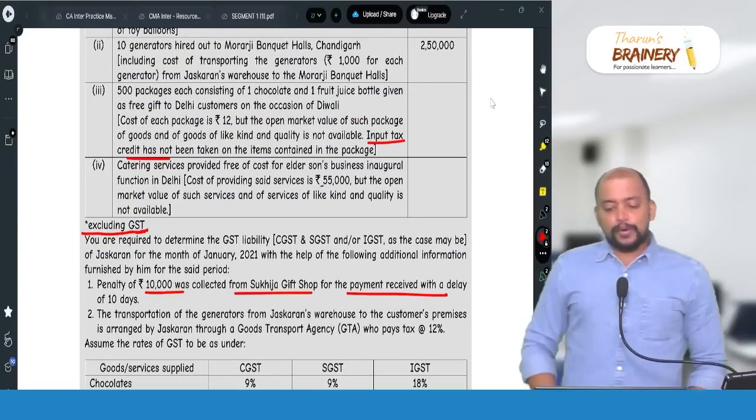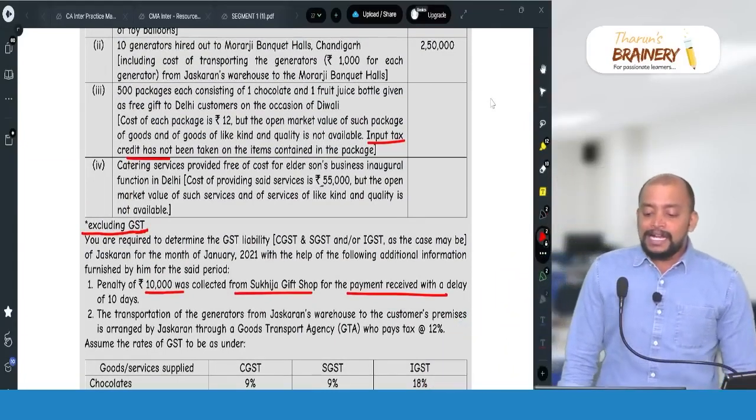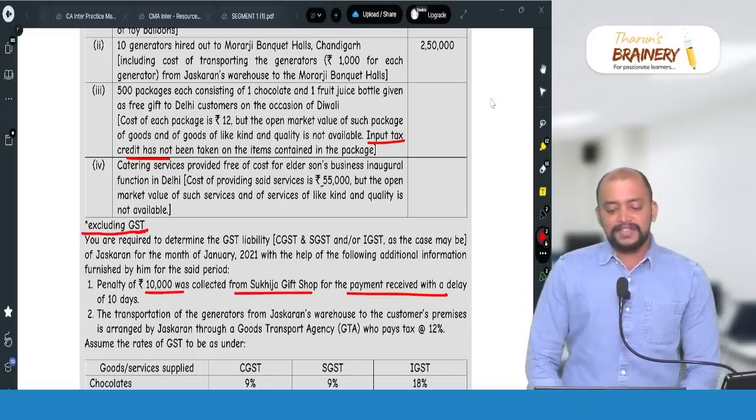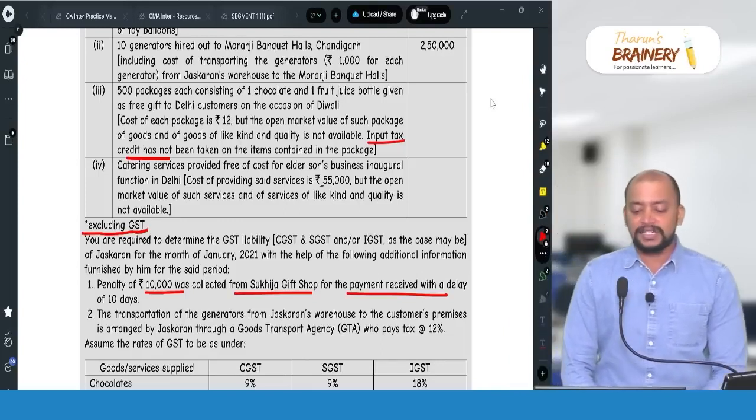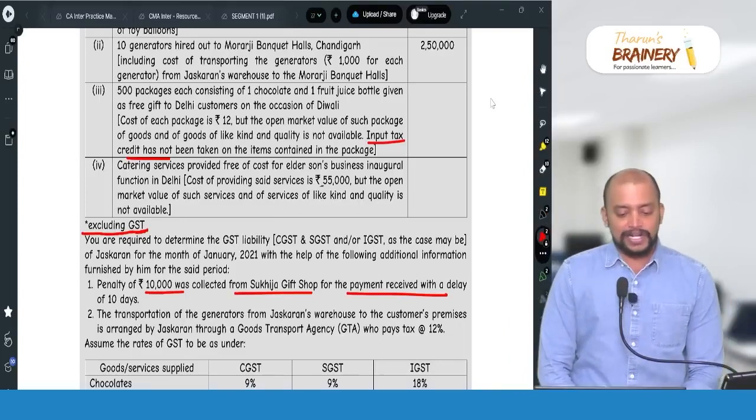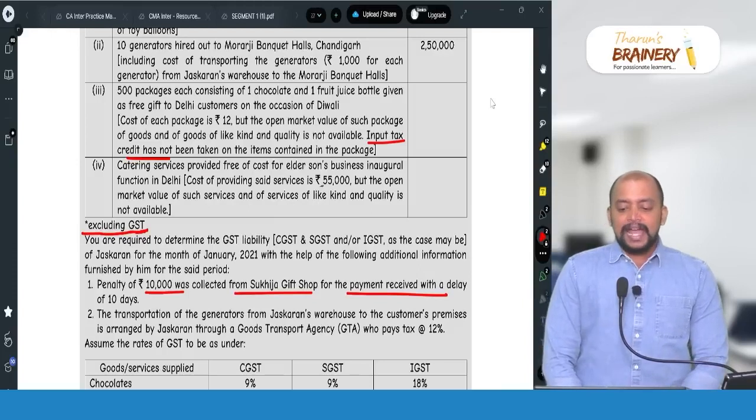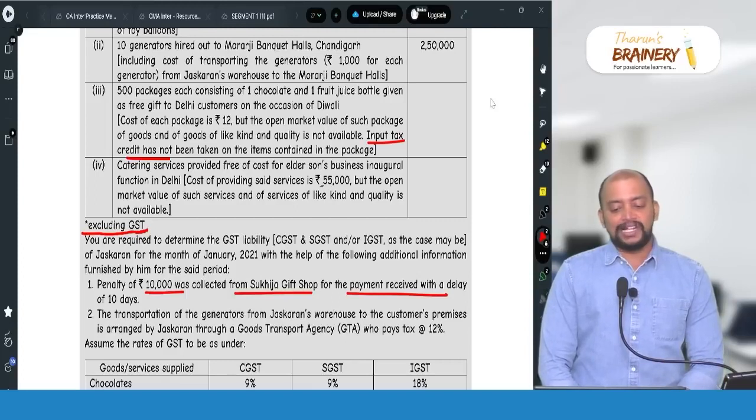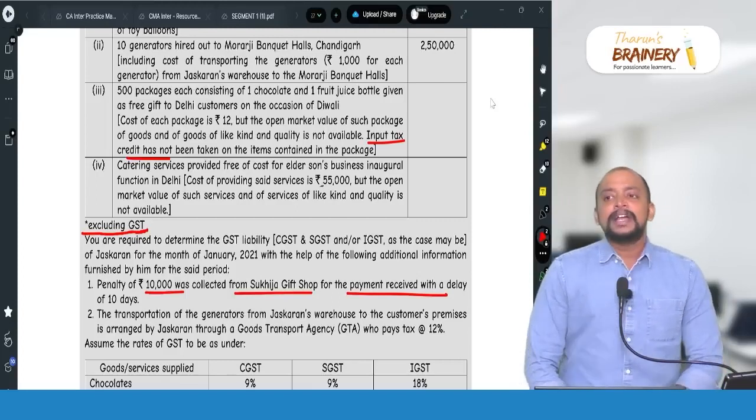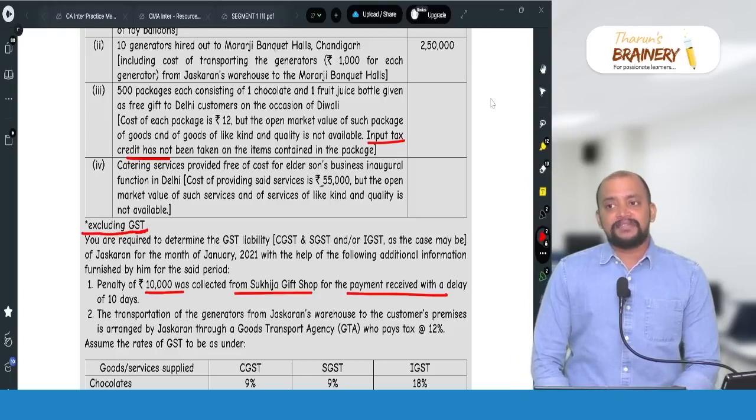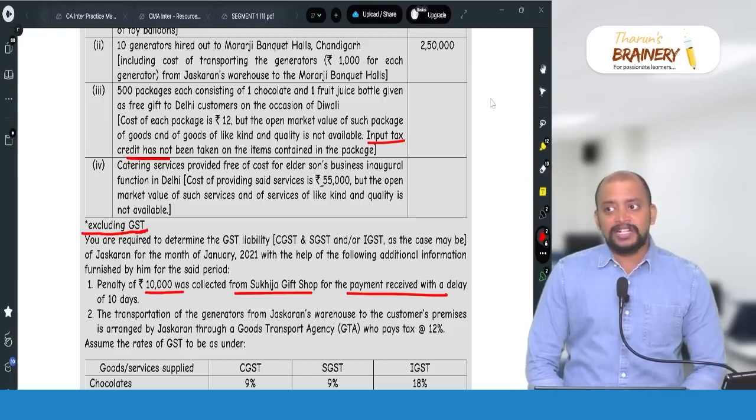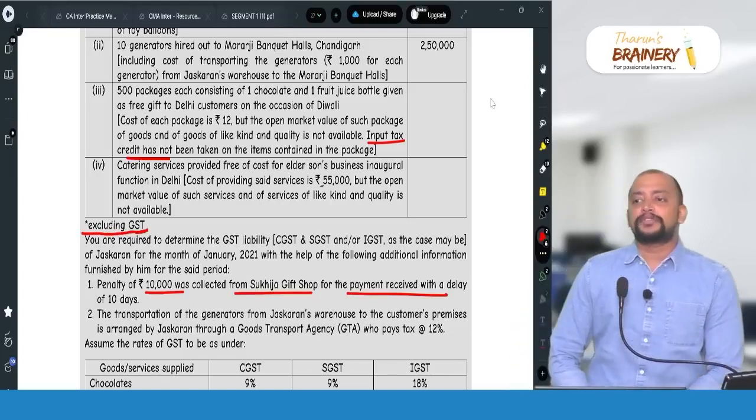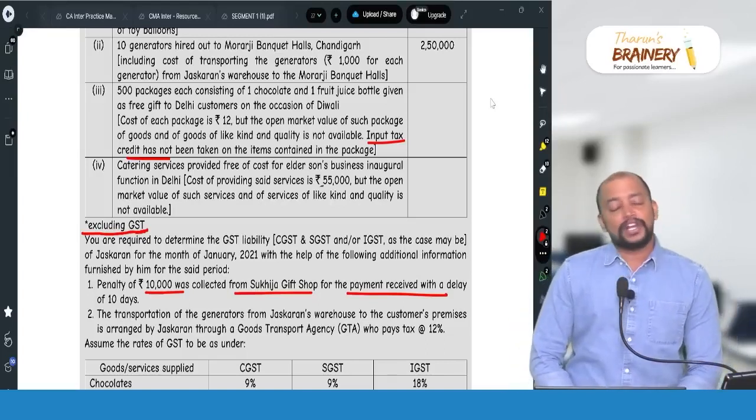catering services provided free of cost for elder son's business inaugural function in Delhi. Cost of providing the service is 55,000, but the open market value of such services and the service of like kind and quality is not available. Elder son's catering service provided free of cost for the business inaugural function will become supply under 71C. Son, whether or not dependent, will always be treated as related and the value will be determined in terms of rule 28. Transaction value not applicable.